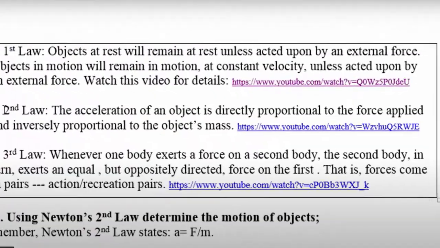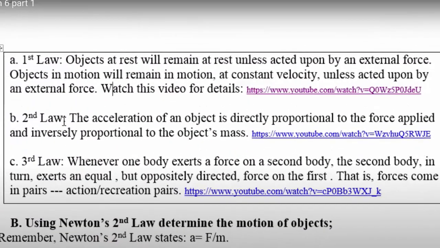Okay, now let's look at Newton's second law. Newton's second law quantifies the first law. The first law tells you that there is no acceleration without a force, a net force, and if there is no net force, then the acceleration will be zero. Newton's second law quantifies the relation between the acceleration and the force, or I should say the net force.